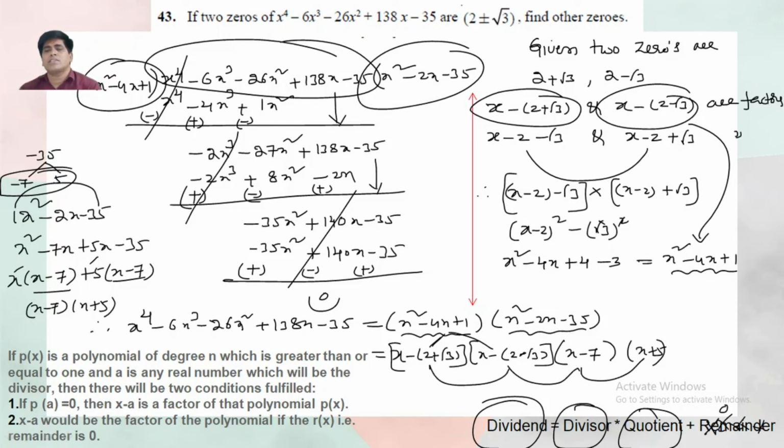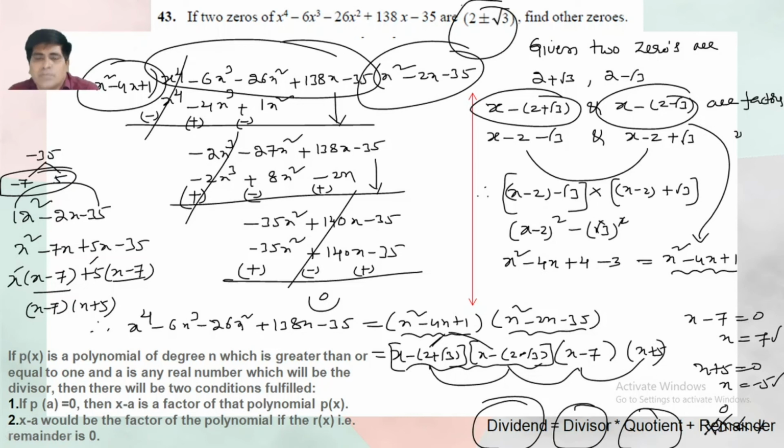Now these four factors I am converting into the zeros. So the last two factors I am converting into the zeros. x minus 7 is equal to 0, so x is equal to 7. So one zero I got. x plus 5 is equal to 0, x is equal to minus 5. I got one more zero. So two zeros you already know: one is 2 plus root 3, one is 2 minus root 3. I'm not focusing on these. I'm focusing on what I required other than these two zeros, which is 7 and minus 5. So that's all about this sum.